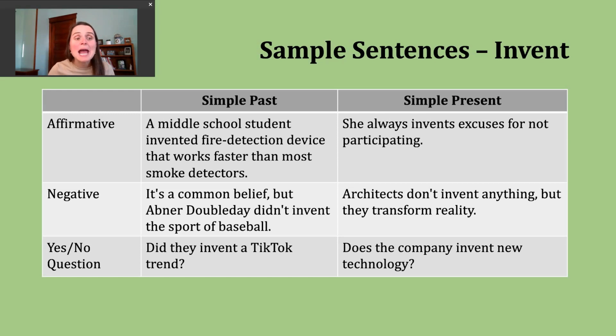Finally, let's look at making a yes or no question in the simple past tense. To do this, you start with did, then you're going to have your subject, and then the base verb. So again, notice we're not using the ed form of our verb here. Okay, we're only using that ed in the affirmative or the positive.